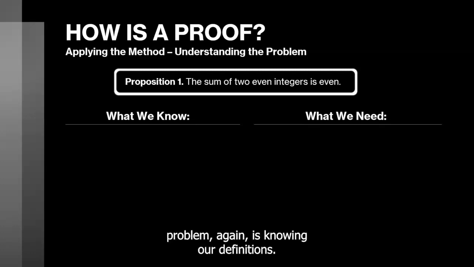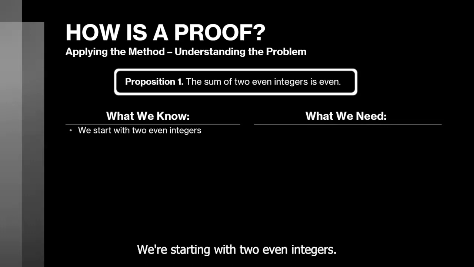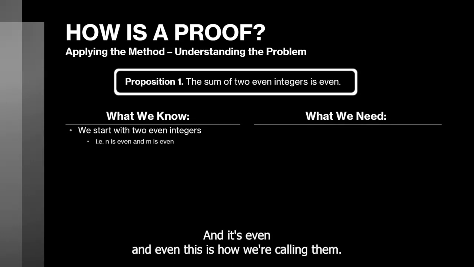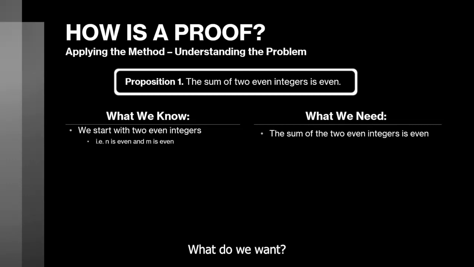Part of understanding the problem, again, is knowing our definitions. We're starting with two even integers. We know that n is even and m is even. This is how we're calling them. What do we want? We want that their sum is even, right? That means that n plus m is even.